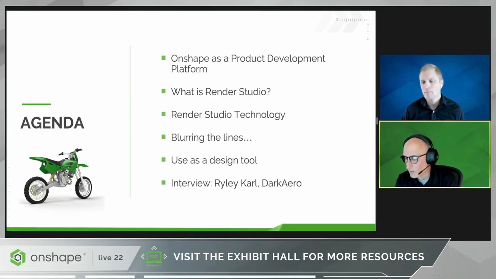Then we're going to move on to a segment I call Blurring the Lines, where we will take a quick look at some techniques you can put to use which will help you blur the lines, so to speak, between real and photoreal. I'm then going to show you a couple of examples of how Render Studio can be used in more of a design role, as opposed to just something we use to render pretty pictures. Finally, Riley Carl, president and co-founder of Dark Arrow, is going to join us for a discussion about Dark Arrow, their use of Onshape, and the value of rendering tools to them.